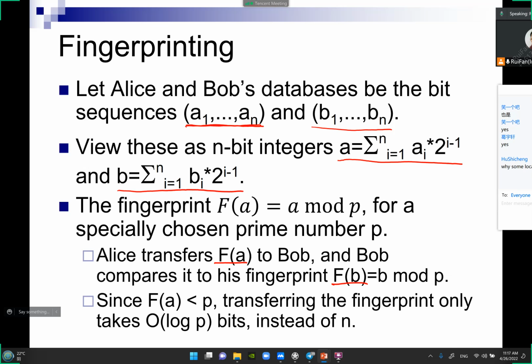Later on, we're going to see that p is actually polynomial in n. Therefore, log p is basically linear in log n. So we're going to see that in the end, you only send order log n bits from a to b.